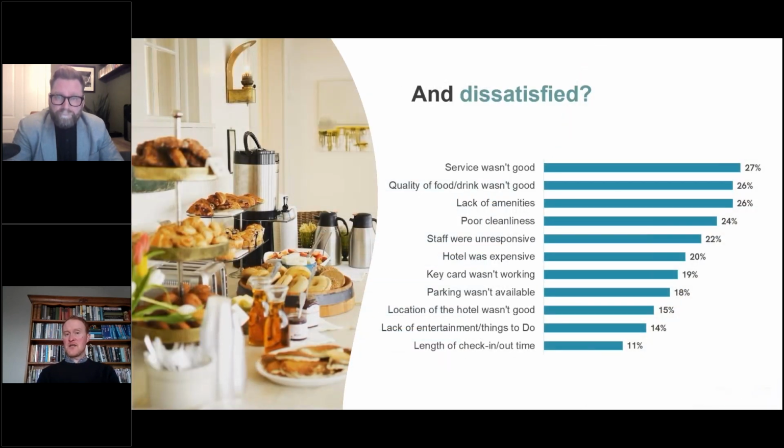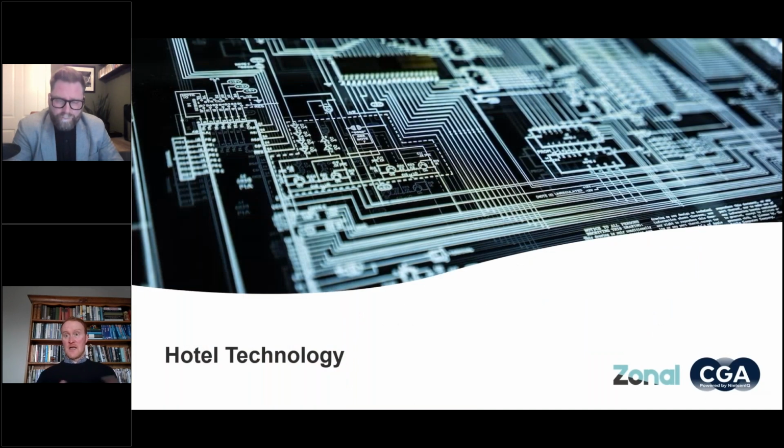Dissatisfaction is a lot lower. So although these charts might look lower, the figures are clearly a lot lower. We're looking at 80% for the satisfaction levels. For dissatisfaction, we're looking in the 20s. Service is number one, but then quality of food and drink not being good is second on that list again, showing an area for improvement. There's a few other pain points at the bottom, like lack of entertainment, length of check-in and check-out time, that are worth noting as well. But as I say, relatively low levels of dissatisfaction.